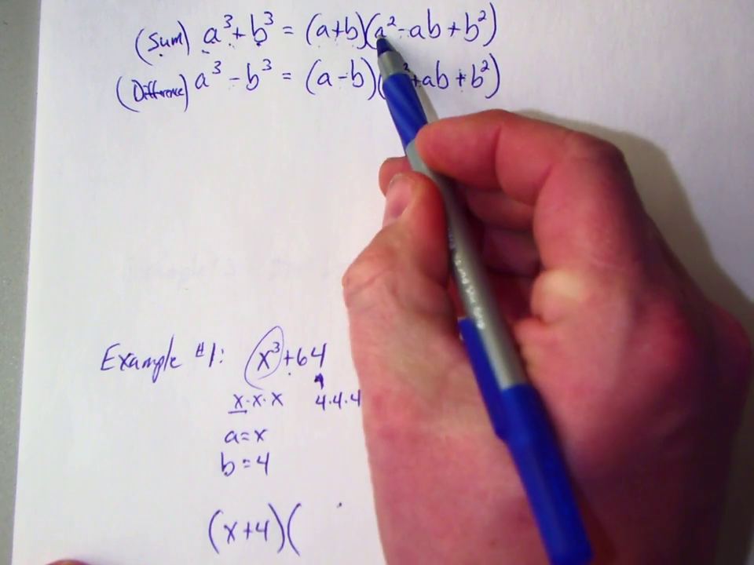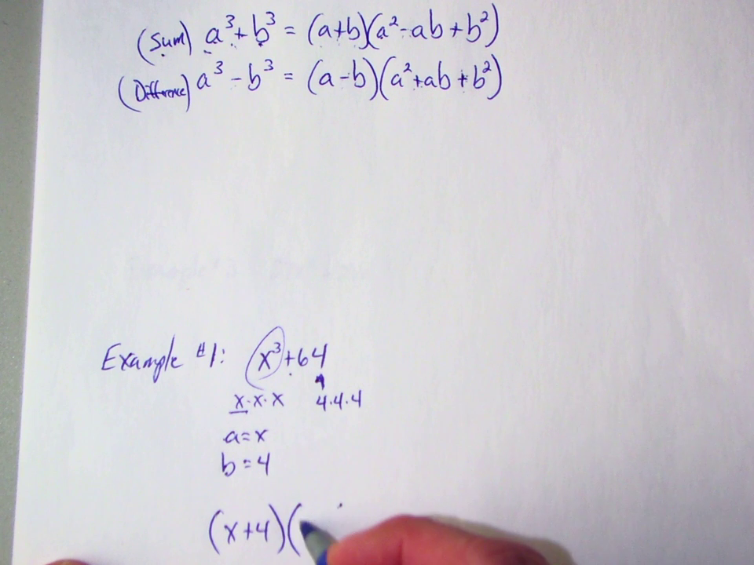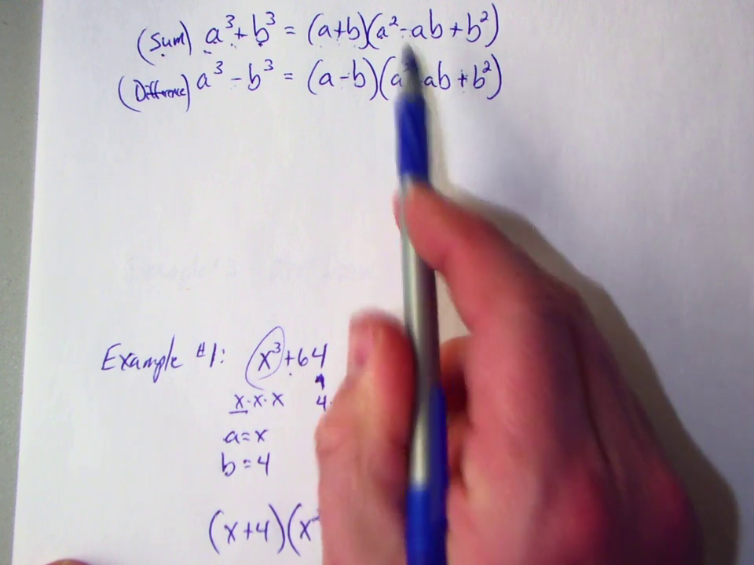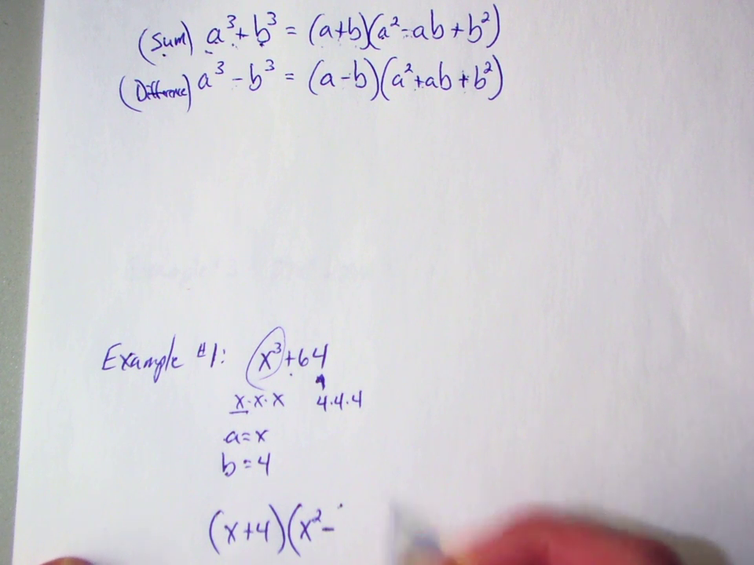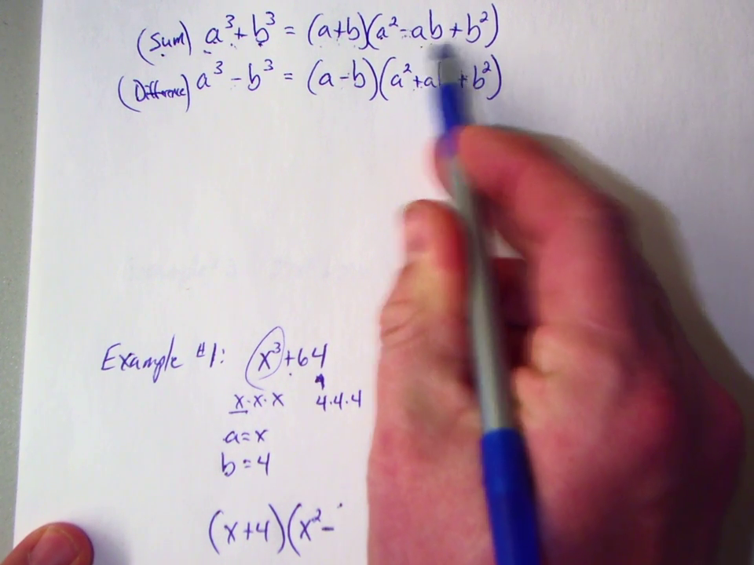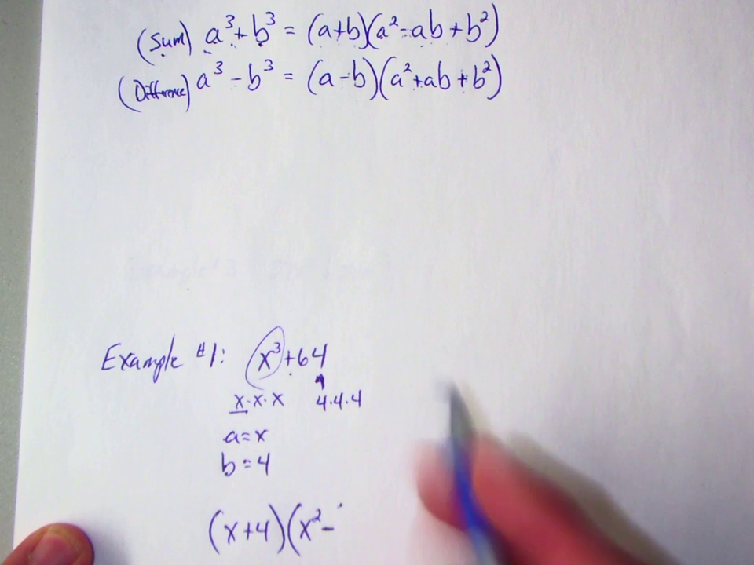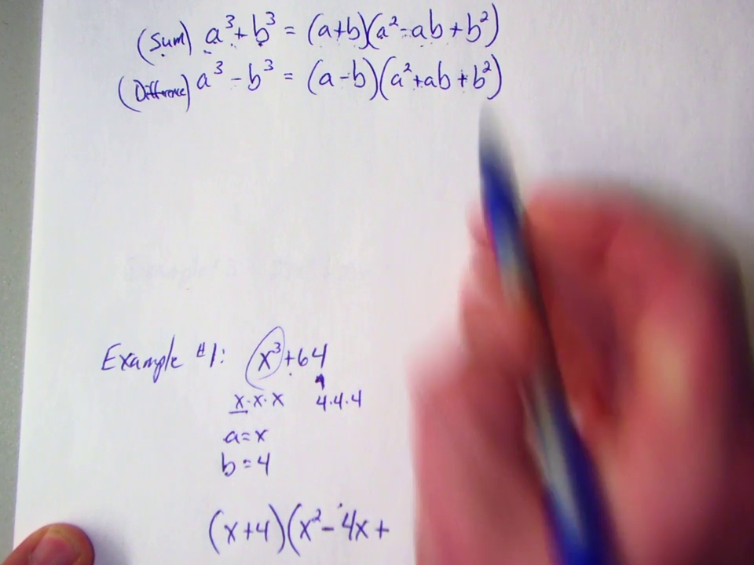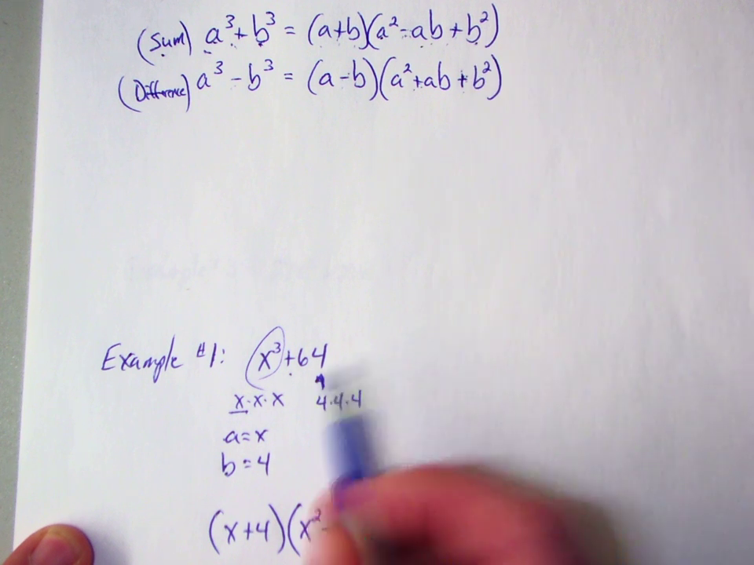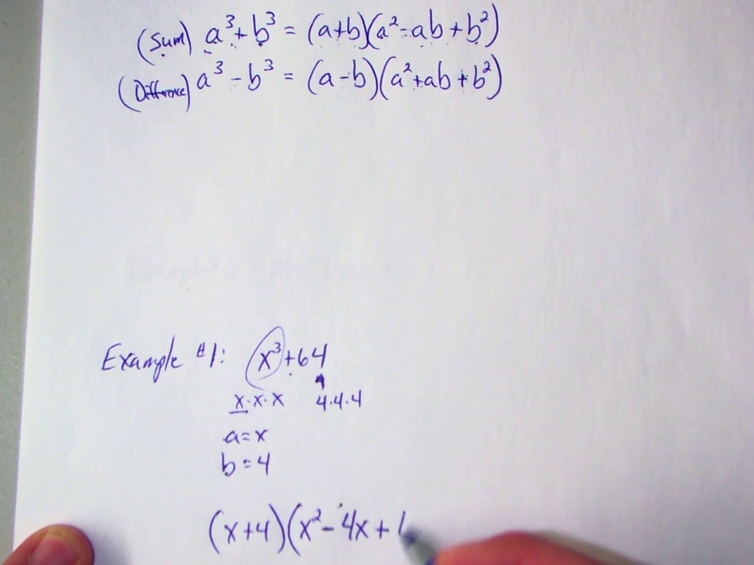For the second factor, you square a, so if a is x, it will be x squared. Now I said here the sign's opposite. So if it's a plus here, this would be a minus here. Then it says a times b, so that's x times 4, so that's 4x. Then a plus, and the last term you square, b squared. So b is 4, so it'll be 4 squared, which is 16. And there you go.